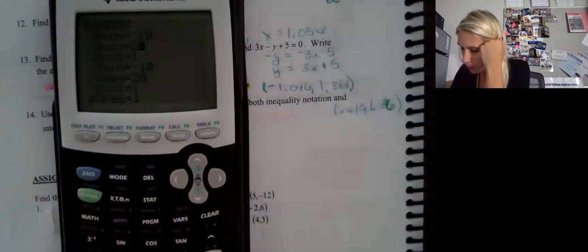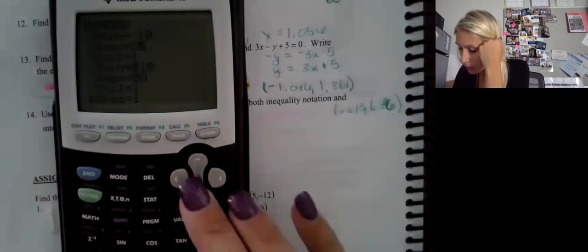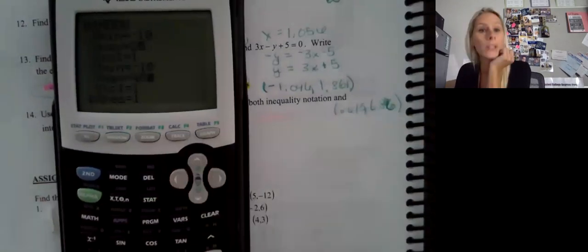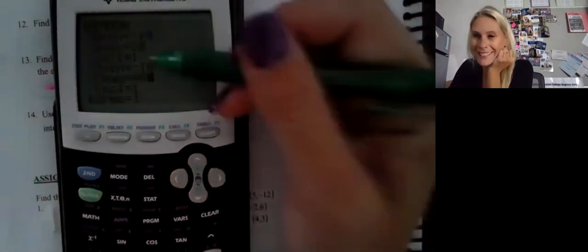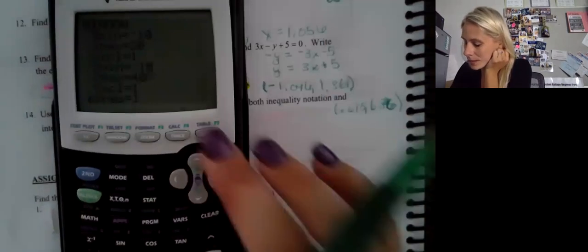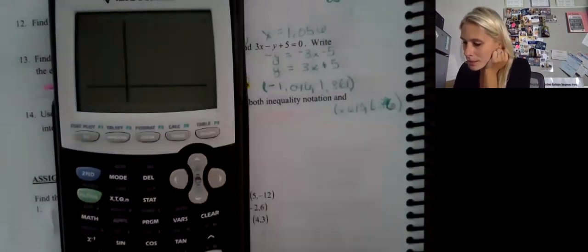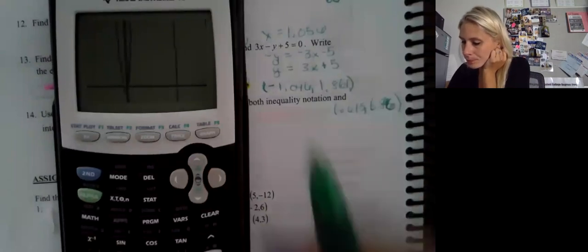Let me go back to 20, because that's how that was. We were going up, right? So let's go back to 40. Sorry. X is left and right. Y is up and down. Goodness. Okay, that's better there.